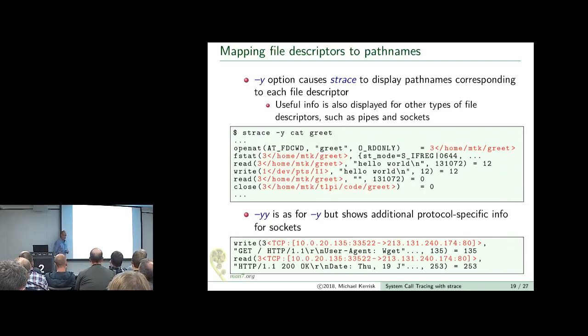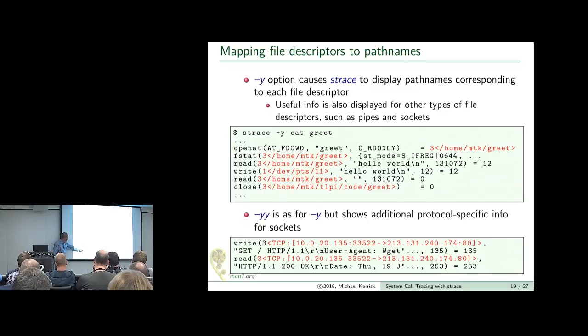There's also a -yy option. So strace -y shows you information not just for files, but things like sockets and pipes as well. There's some useful information being displayed there. And for sockets in particular, there's also an option you can use called -yy, which is give me even more information about sockets, and you get various protocol-related information being displayed.